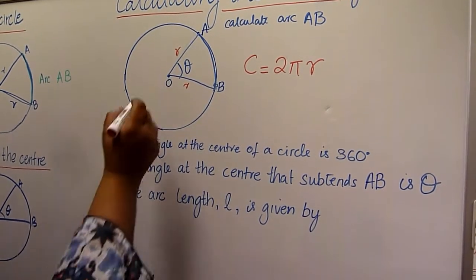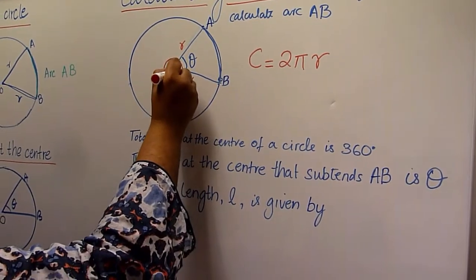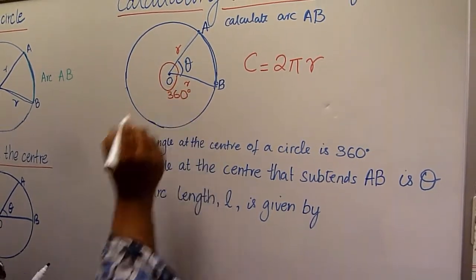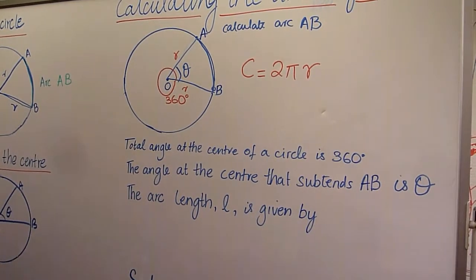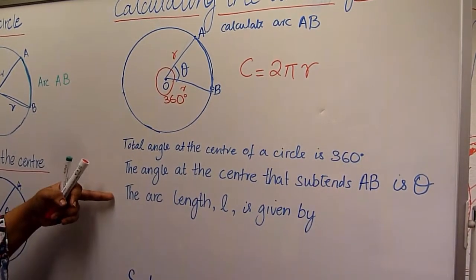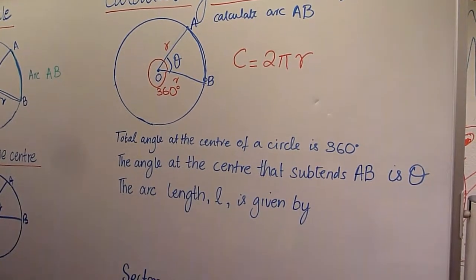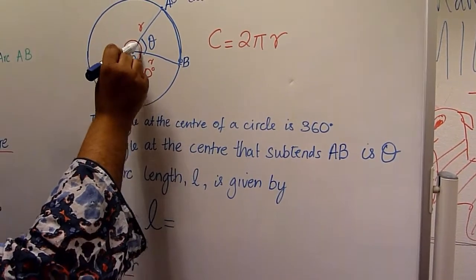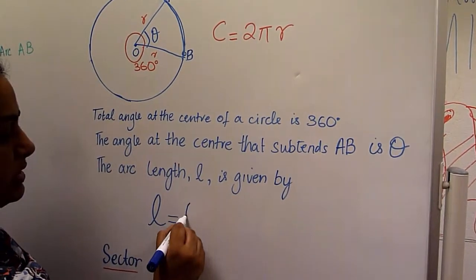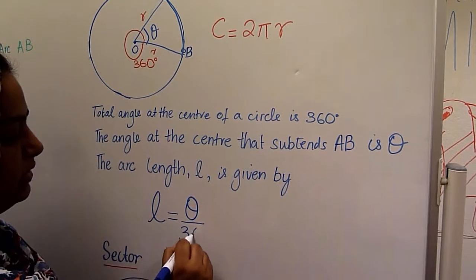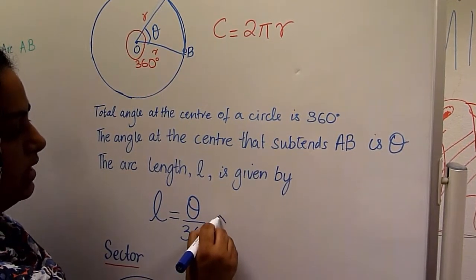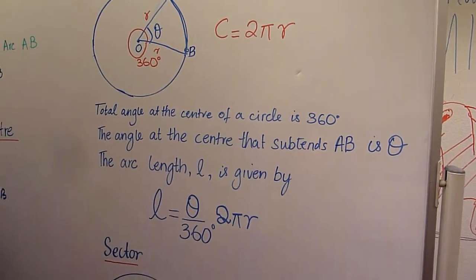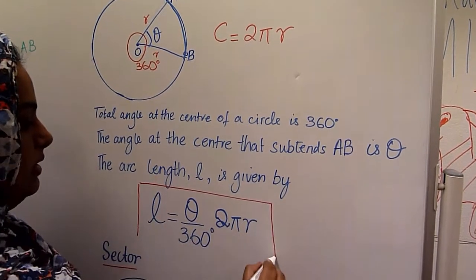So we know that the total angle at the center of this circle is 360 degrees. So we can work out the length of the arc given by L. We say L is the proportion of this angle over the total angle of the circle, which is theta over 360 degrees times its circumference, which is 2 pi r. And that's the formula.